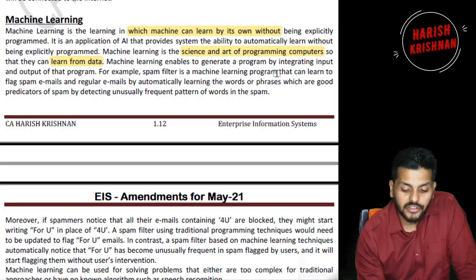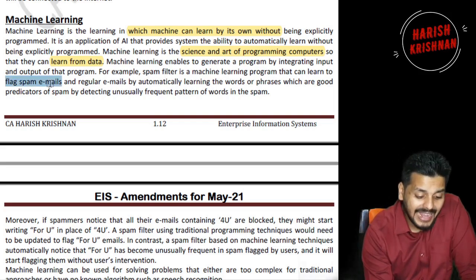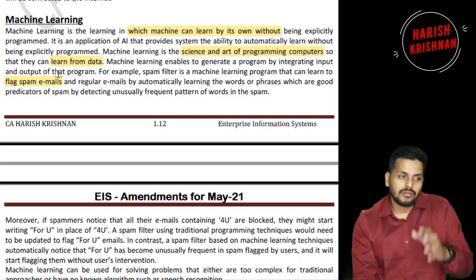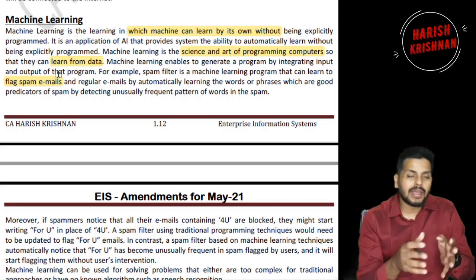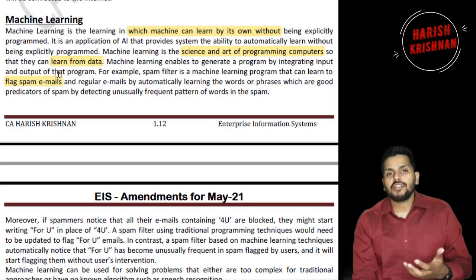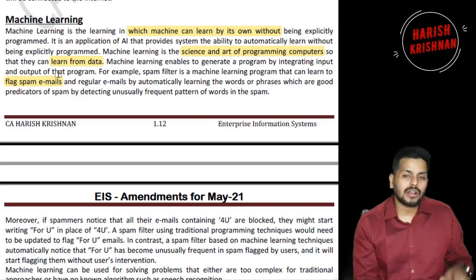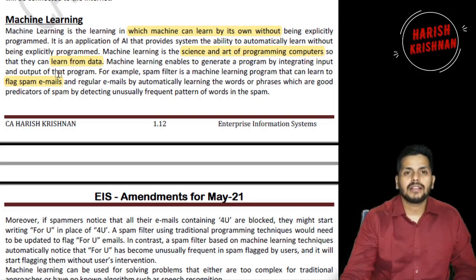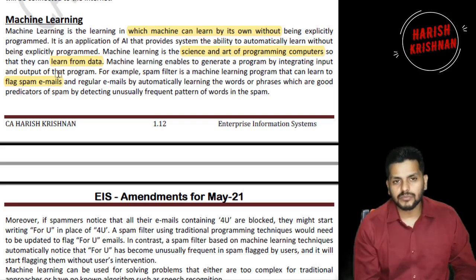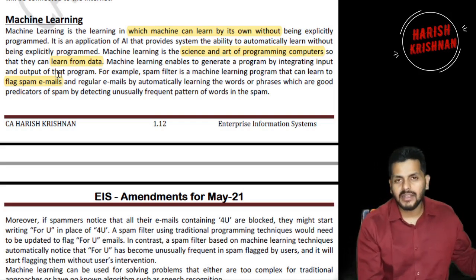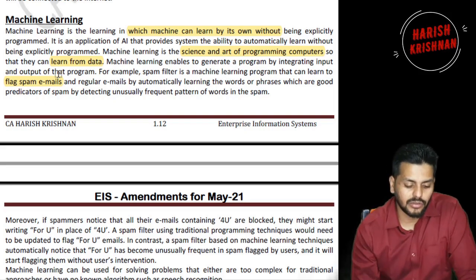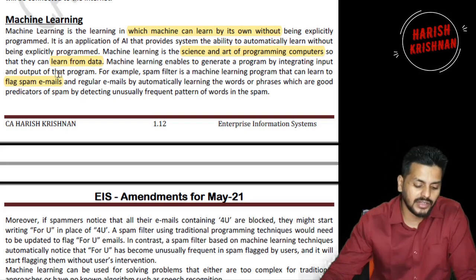A spam filter is a machine learning program that can learn to flag email. Now, what is the difference between regular mail and spam? The machine itself will segregate it automatically. If the ID from where the mail is coming is not a proper ID, then automatically the system will filter that as spam and throw it. You see that in your mailbox. So that is an example of machine learning.